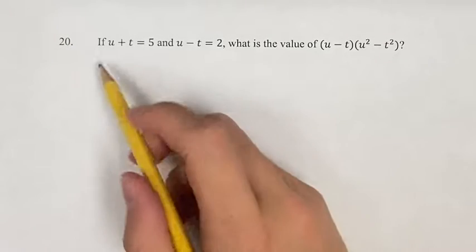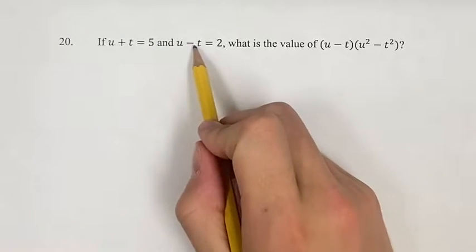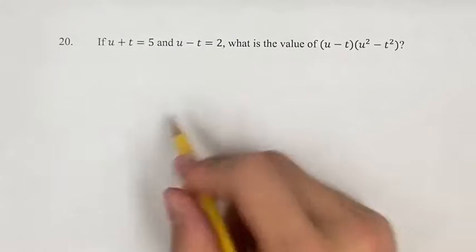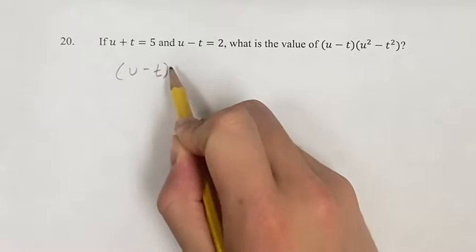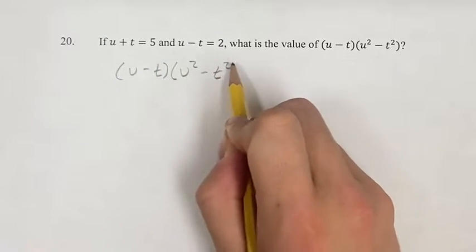This problem, we're told if u plus t is equal to 5 and u minus t is equal to 2, what is the value of u minus t times u squared minus t squared?